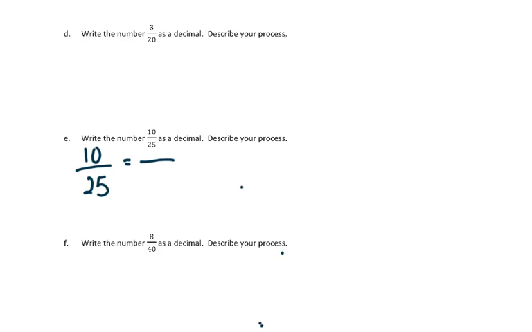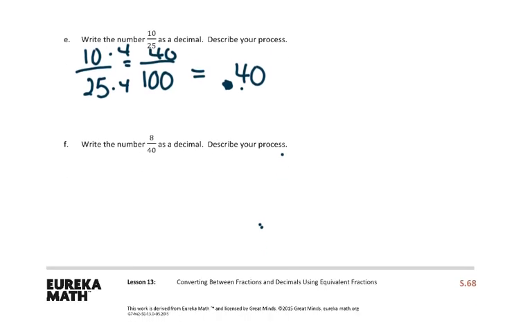So if we wrote this as hundredths, 25 times 4 is 100, 10 times 4 is 40. So this would be 40 hundredths, which will be written as decimal point 40. 8/40ths could be a little bit different. We could look at it as 8 over 40, and we know 40 can go into 1,000.